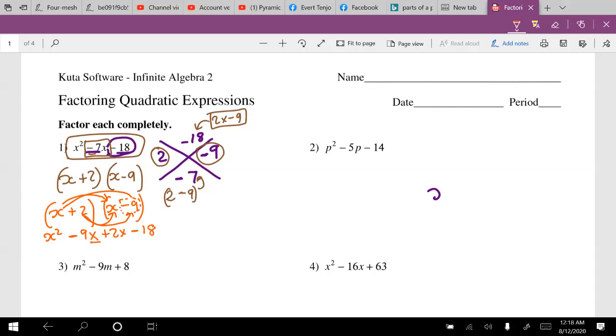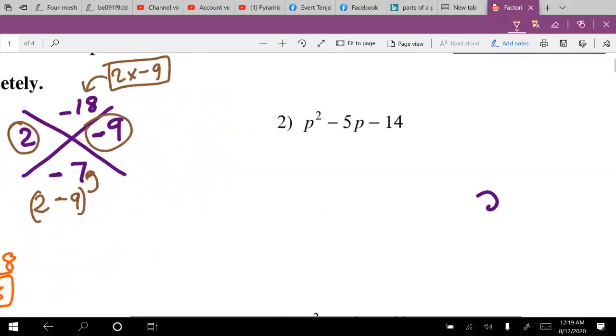If we add our like terms together, negative 9 plus 2, we're going to have negative 7x. And that will be negative 18. That will be x squared. Does that look the same like the original equation? Yes. Okay. Next one. Let's try number 2.